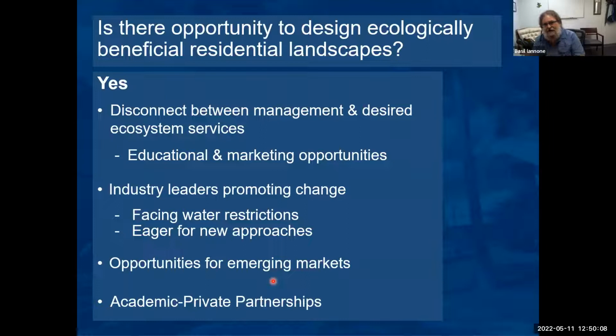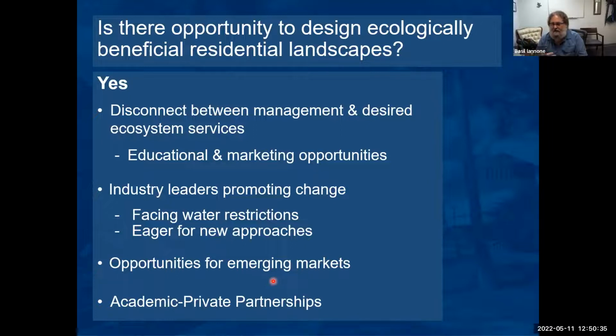Is there an opportunity to design ecologically beneficial residential landscapes? I think everyone in here would agree with me, yes, right? We know how to do it. We have the science to do it, but is there the will from the homeowner? Well, there's a disconnect. What we're seeing is an initial disconnect between the management that people are doing in their yards and what people want from their ecosystem services. So that's an educational marketing opportunity.